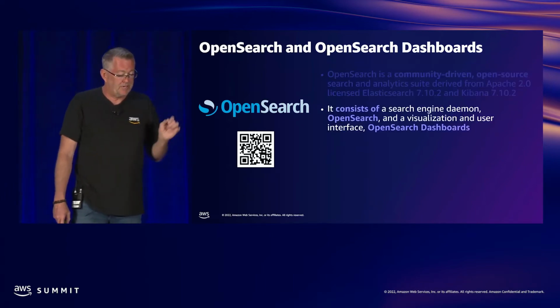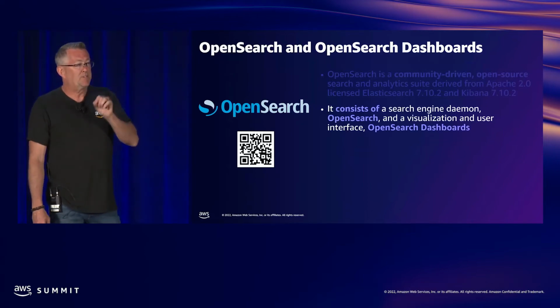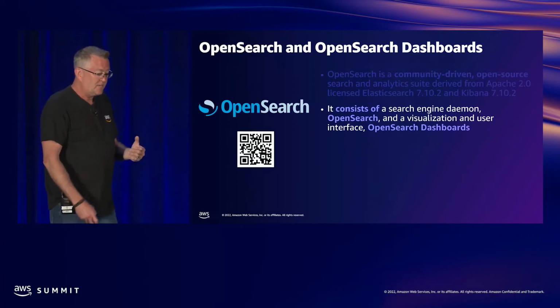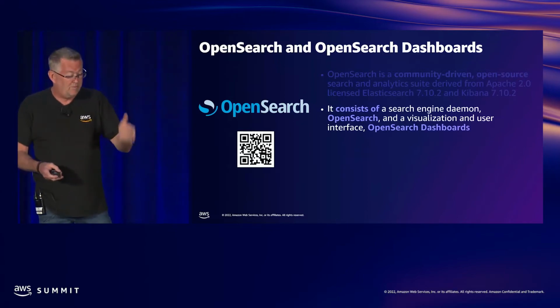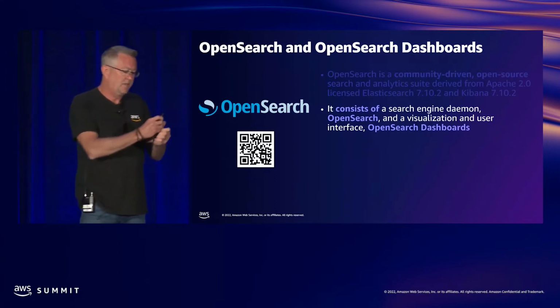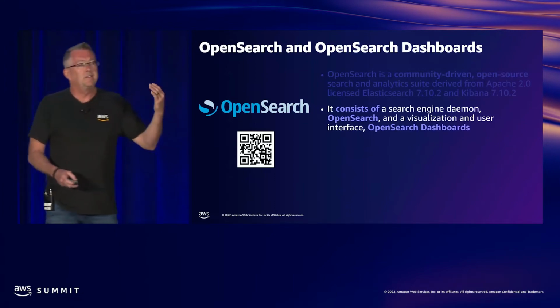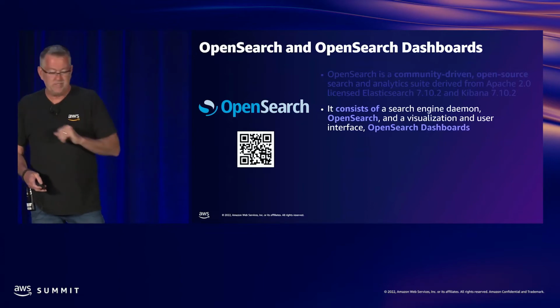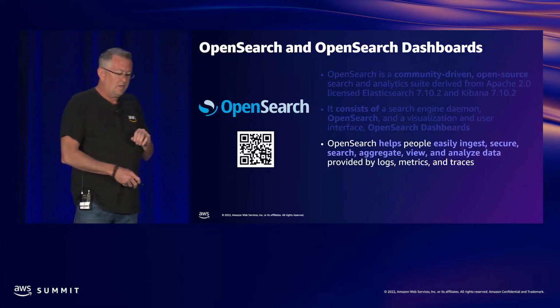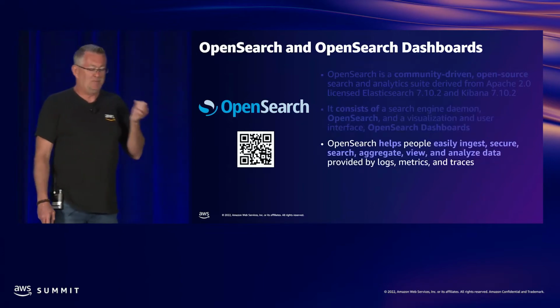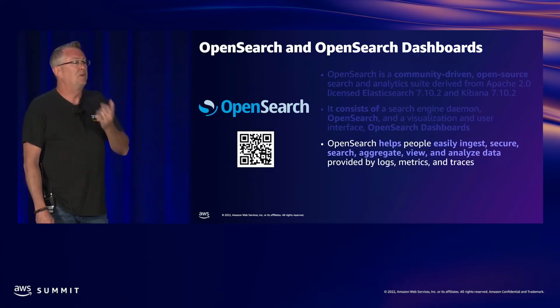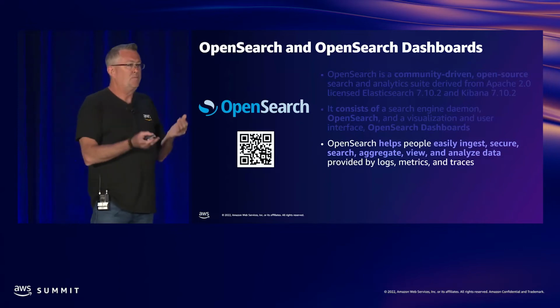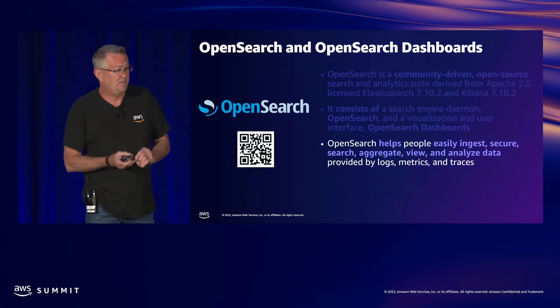Now, it consists of a search engine, and it consists of the OpenSearch Dashboards. It also consists of Data Prepper too. That's part of that project. So if you haven't had a chance to take a look at it, there's a QR code up here, and all of the slides here will have QR codes that you can scan and get a little bit more detailed information after this session. So what OpenSearch does is it helps people easily ingest, secure, and search the data that's being produced for your observability activities, such as the logs and metrics and traces.